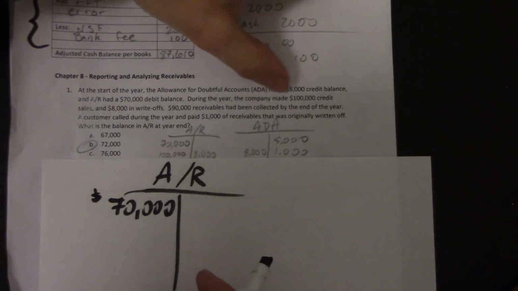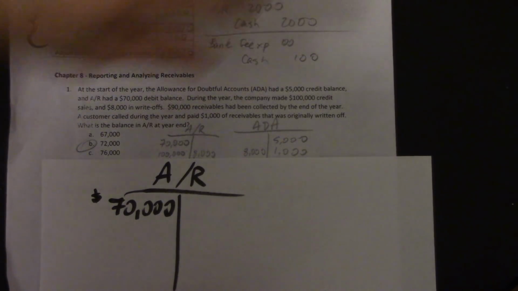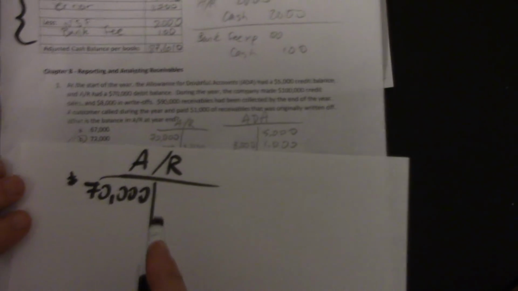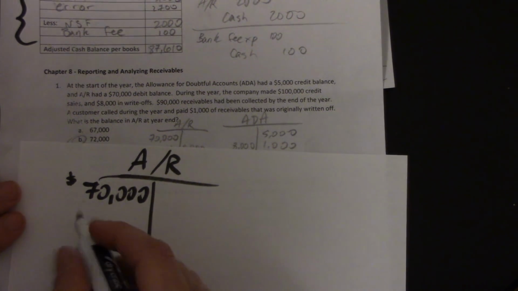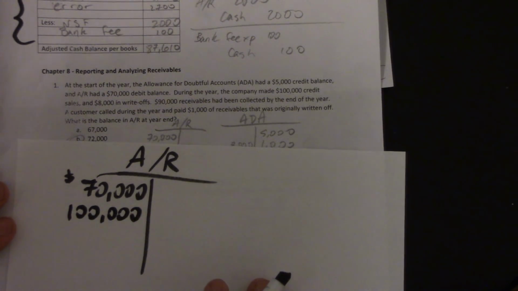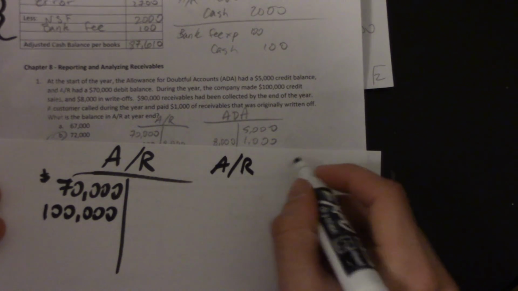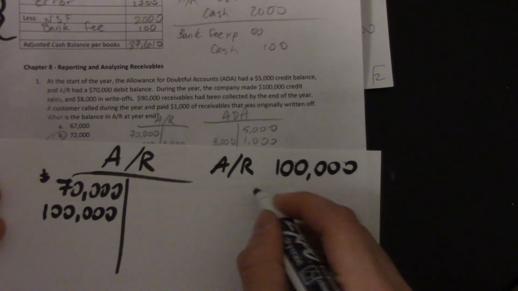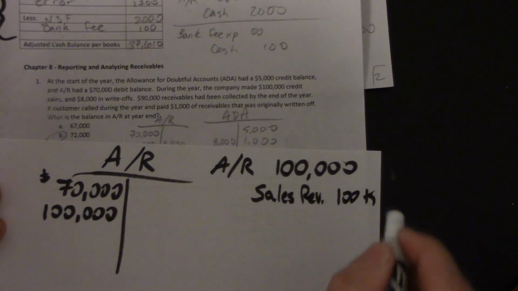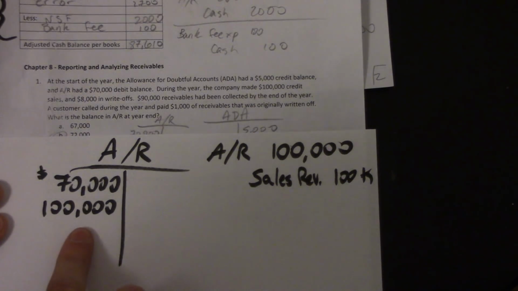During the year, the company made 100,000 credit sales. So when we make a credit sale, we're increasing our accounts receivable by 100,000. You can also think of the journal entry. When we make a sale, here's the journal entry, debit accounts receivable, credit sales revenue for 100,000. So we're going to debit accounts receivable by 100,000.